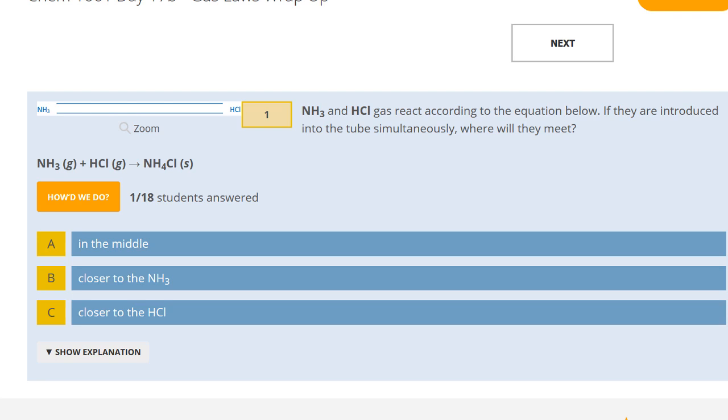There we go. So what I'm going to do is introduce them into this tube at the same time. They're going to migrate down the tube and react. We're going to see evidence of reaction when a white ring forms on the inside of this tube. So the question is, will that ring form in the middle? Do you think it's going to form closer to the NH3 side or closer to the HCl side? I'll give you a couple minutes to think about it, talk with a neighbor, and get your answers locked in. And again, I want you to think about this one.